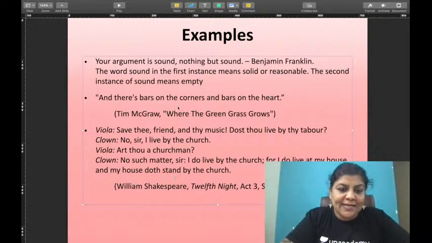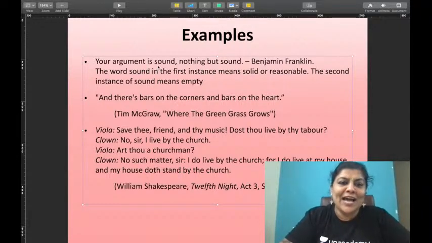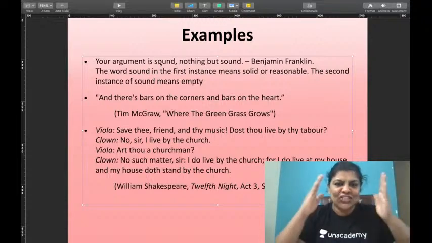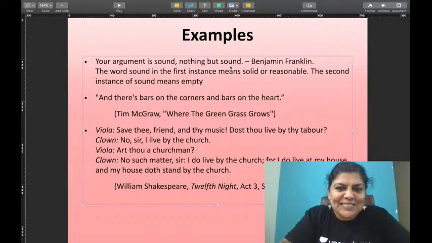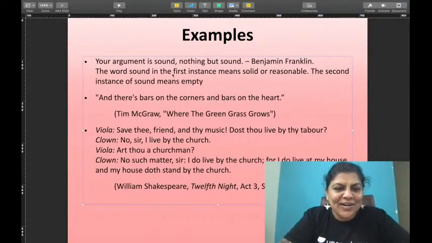Repetition of a word in a different way. Your argument is sound. Nothing but sound. Sound, the word is repeated. Your argument is sound. Here it means solid. Nothing but sound. Here it means hollow. Nothing is there. The word sound is repeated in two different ways.